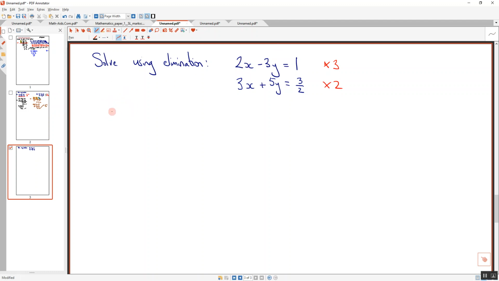Multiply the top one by 3. What do you get, Bella? 6x minus 9y equals 3. Okay, multiply the bottom one by 2. What do you get? Have you done it, Leila? And then are we going to add or subtract, Daphne? Subtract, because that gets rid of the 6 x's. 9y take away 10y is minus 19y. 3 take away 3 is 0.